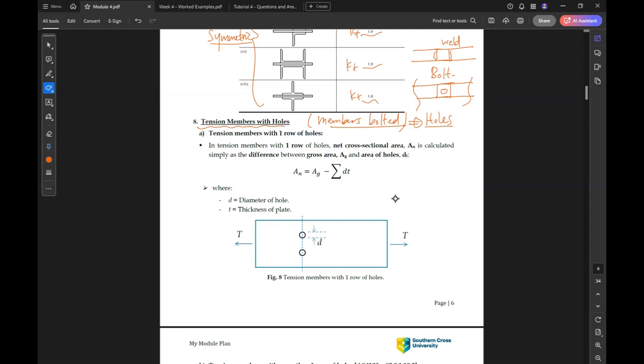So for members with holes, if we have one row of holes, in a tension member with one row of holes, the net cross-section area An is calculated simply as the difference between the gross area Ag minus the area of holes, d t. So here is our formula: An, area net, equals area gross minus the summation of d times t.